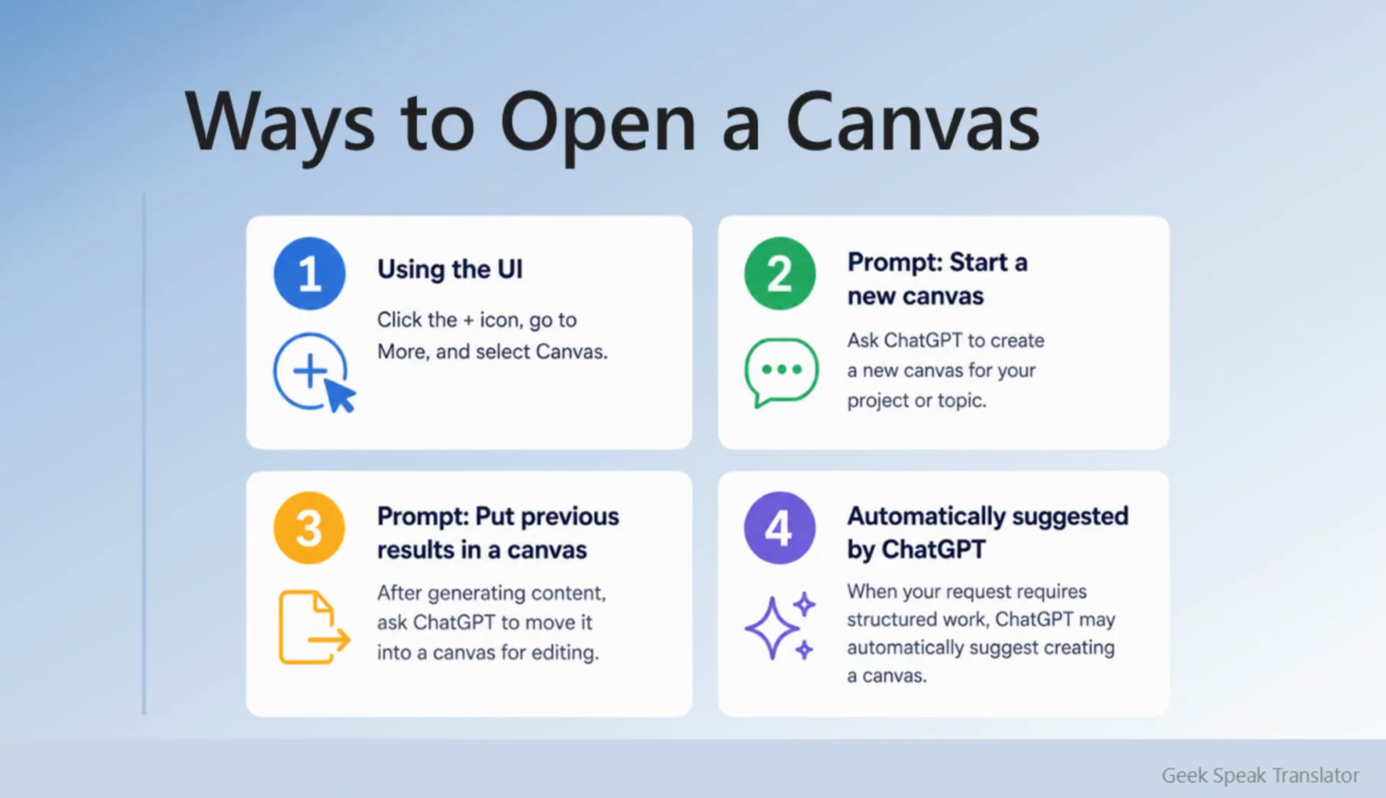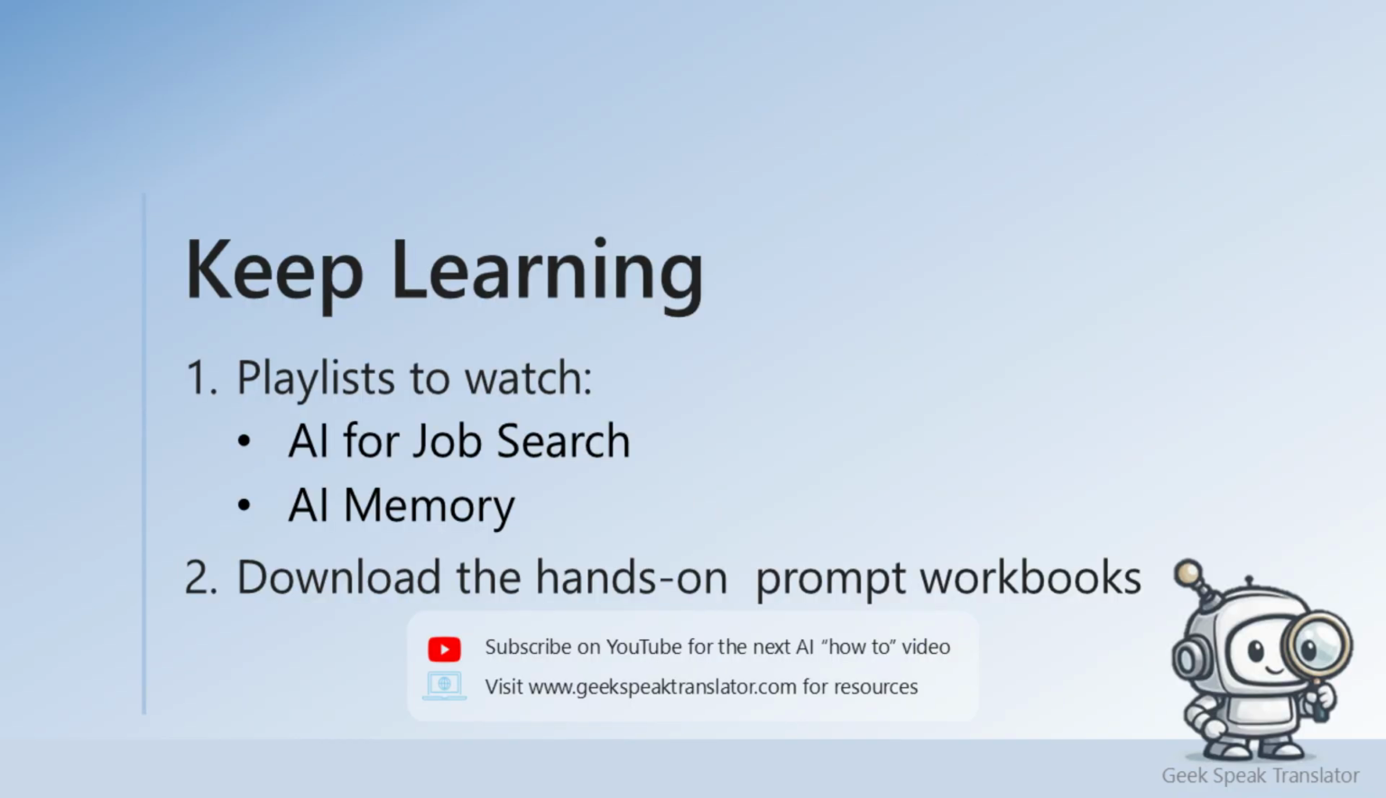There are also multiple ways to start a canvas. In this example, I used the UI directly, but you can also ask ChatGPT to move existing content into a canvas. Here are a couple other ways to start a canvas. If your AI chats sometimes feel chaotic, the solution may not be better prompts. It may be building a better workspace for working with AI. And if you want to go deeper into these ideas, check out both the job search playlist and the AI memory playlist, where I break down how these systems work together.